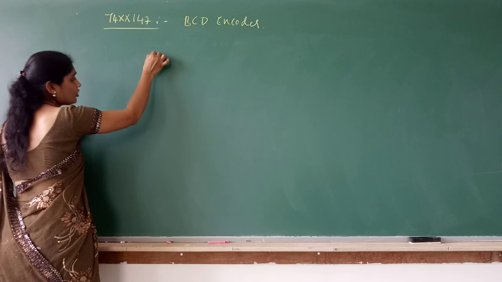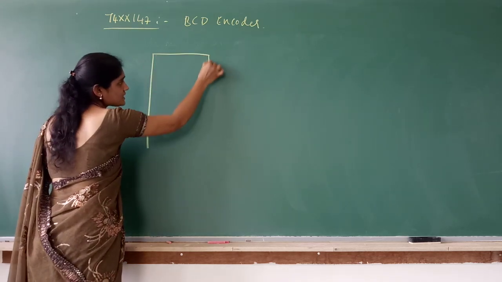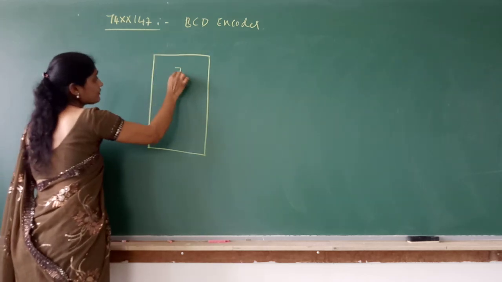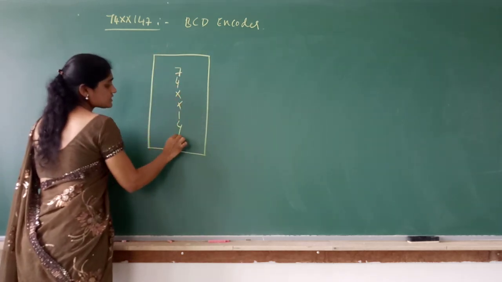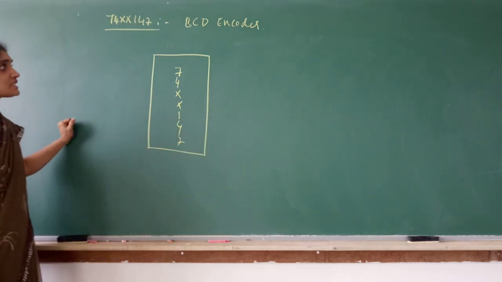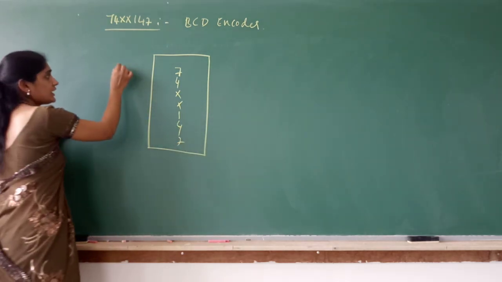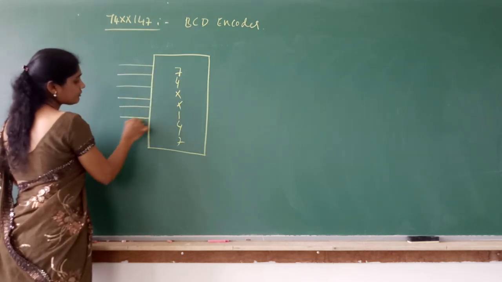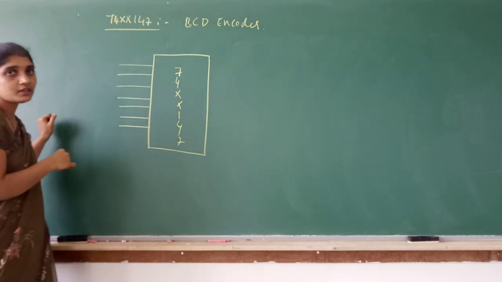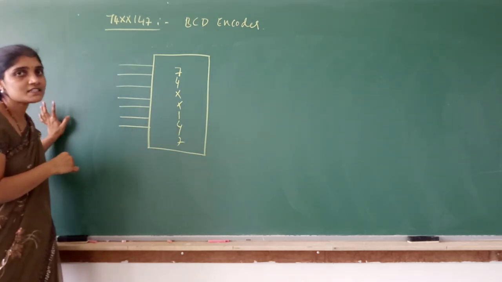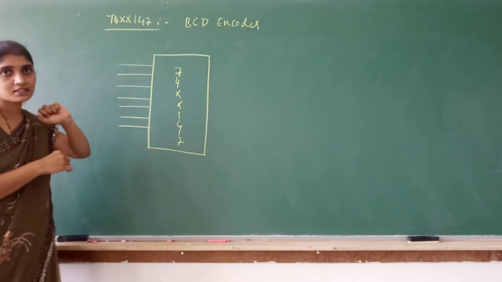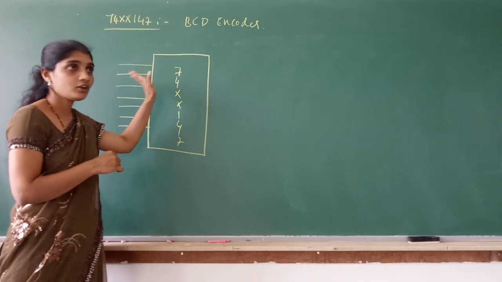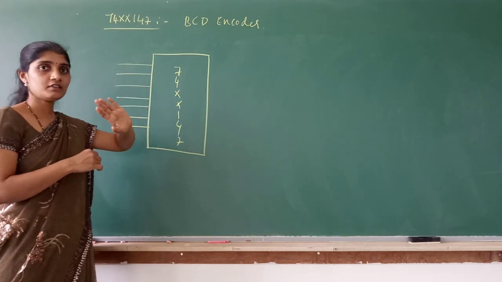Now for the BCD encoder, we must have 10 input lines and 4 output lines, and the IC number for the BCD encoder is 74XX147. 74XX147 is the BCD encoder. And here, 10 input lines we should have, but for the 74XX147 we will not have 10 input lines, instead we will only have 9 input lines. Using these 9 input lines only we can encode all the numbers from 0 to 9. We will discuss how it is.